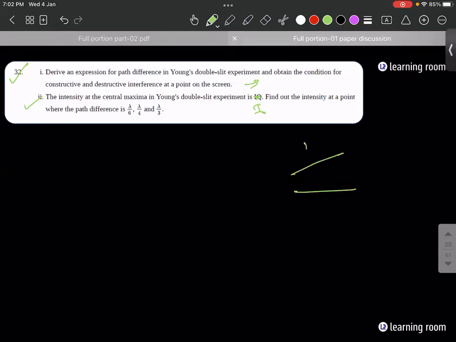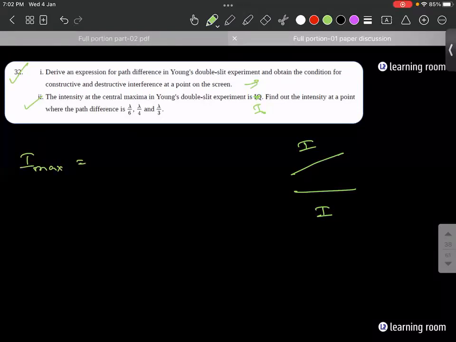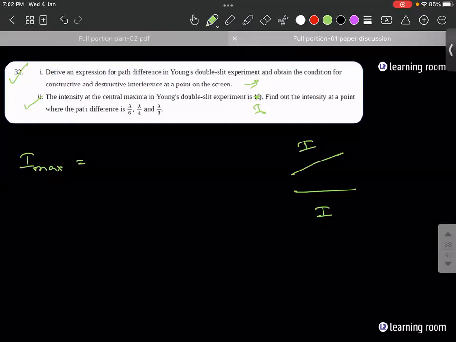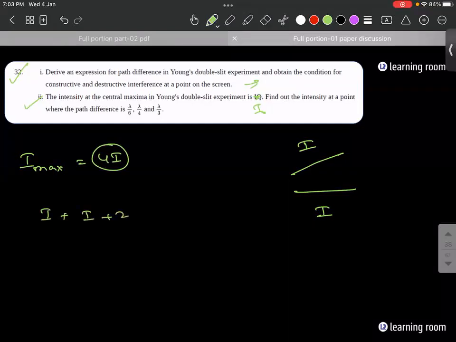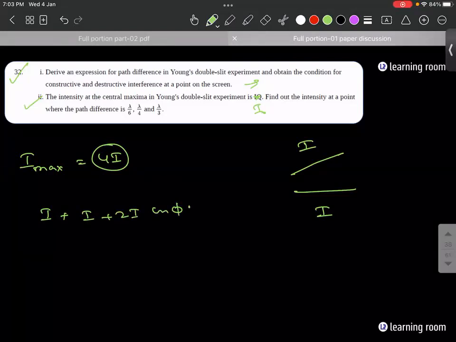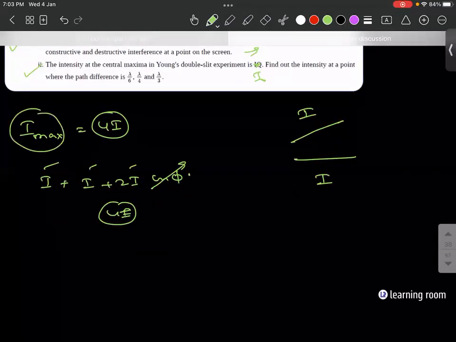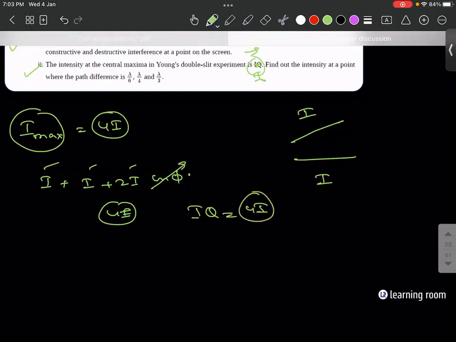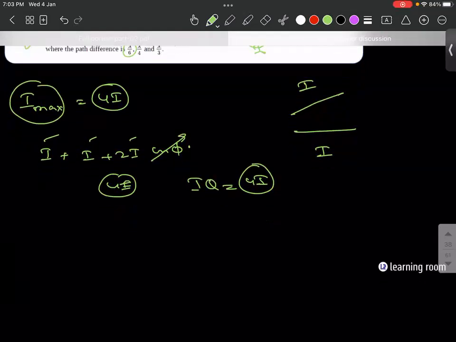If I take both the rays to be of the same intensity I, then maximum intensity is how much? Maximum intensity will be 4I. Right? Because what will you get? I plus I plus 2I into cos phi is what you're going to get. So at the central maximum, phi will be 0, so this gives you 4I. So this I max, this I Q, is actually 4 times I.